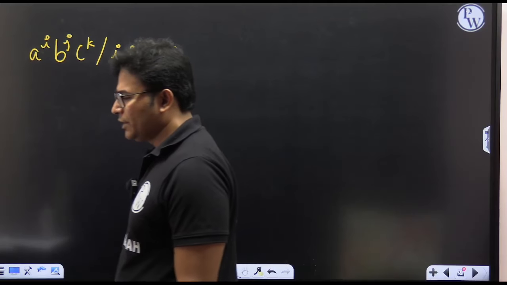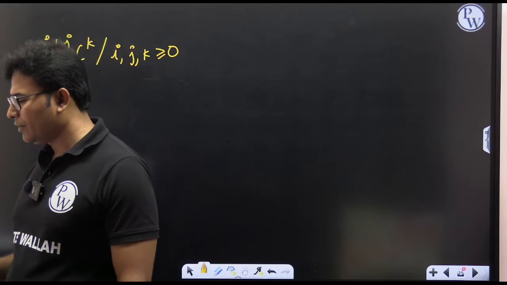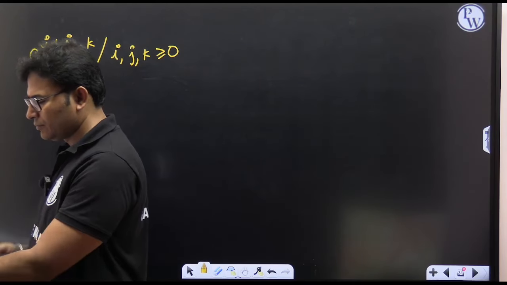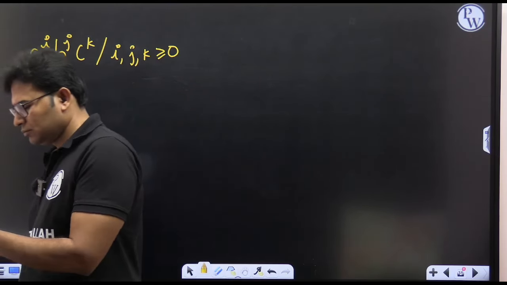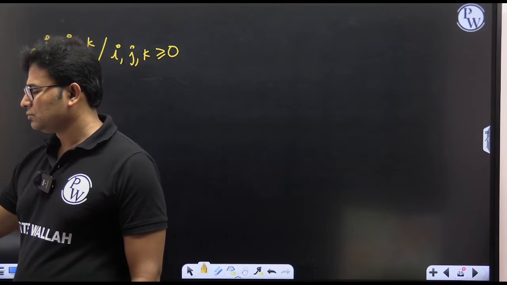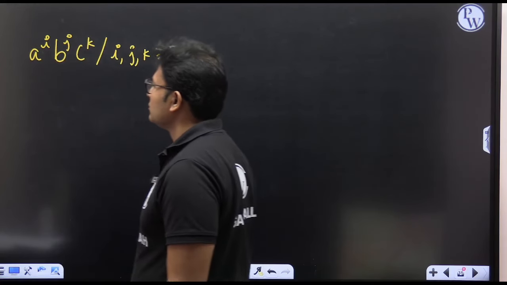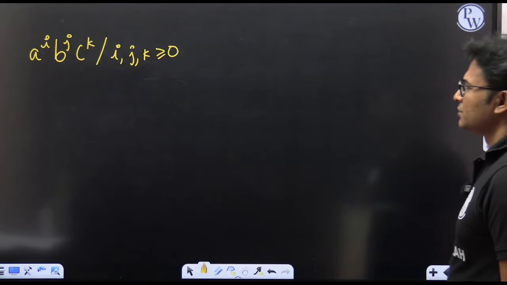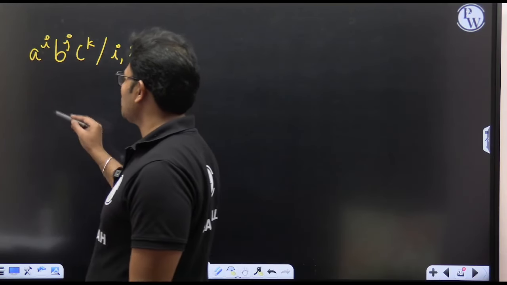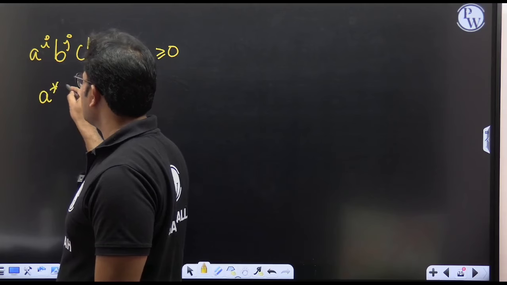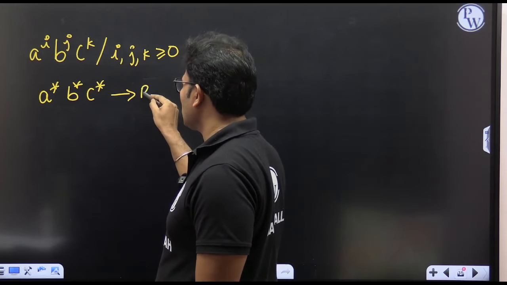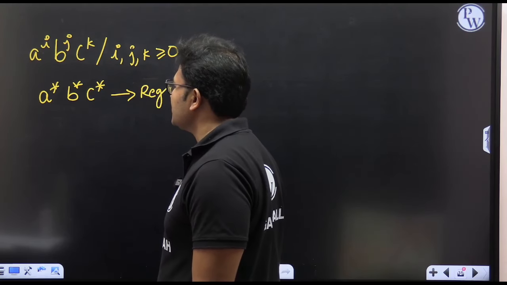Think about it. Take time. Don't be in a hurry. Write the answer in the comments. i, j, k can be any number greater than or equal to 0. So what will happen here? This will be a star, b star, c star. This is a regular expression. So clearly this is regular.